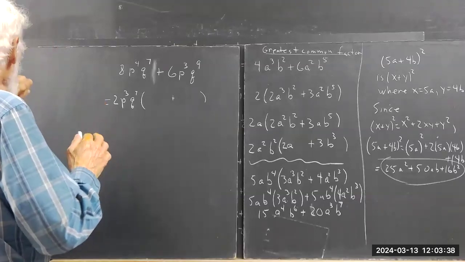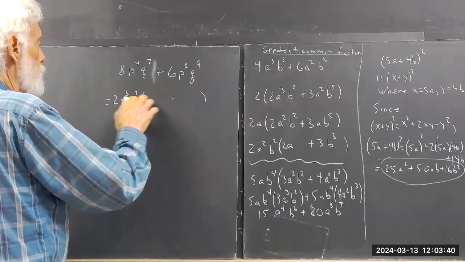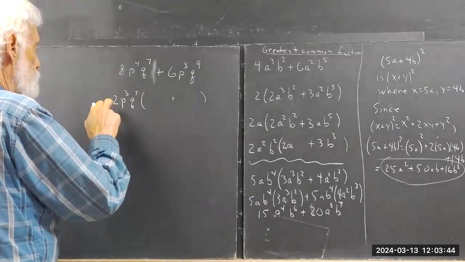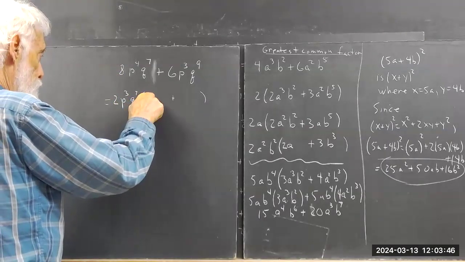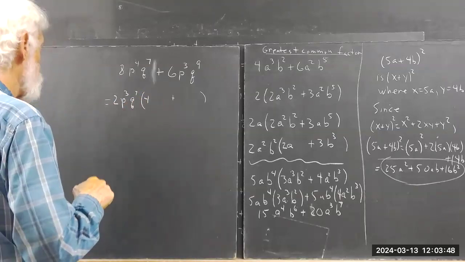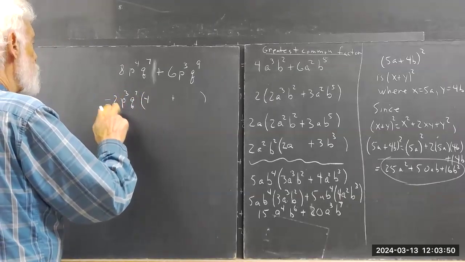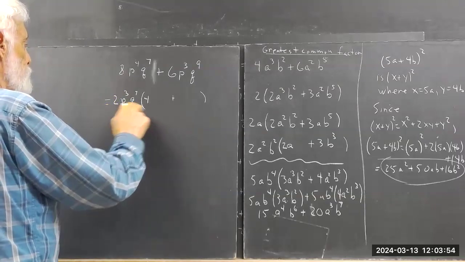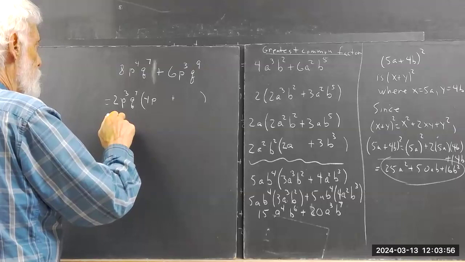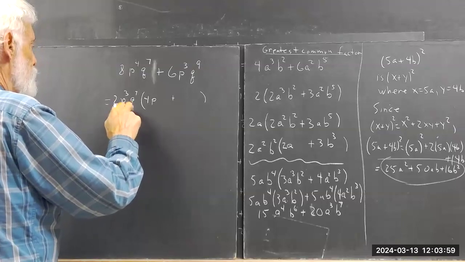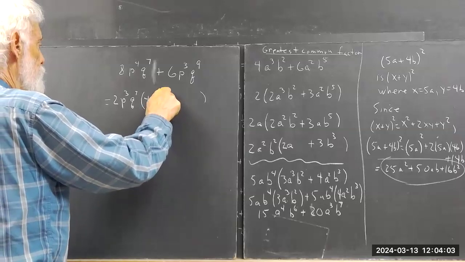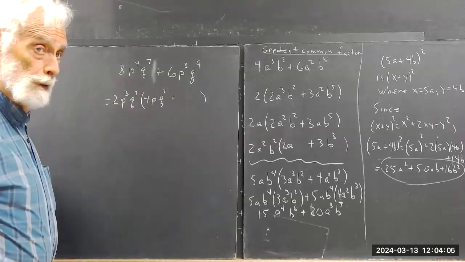Having done that, what do we have left? Okay, well, here we need 8. We've got 2, so we're going to have a 4 here. We've got a P cubed from this. We need P to the 4th, so we need another P. We've got a Q to the 7th. We only need Q to the 7th. I'm going to write it Q to the 7th.